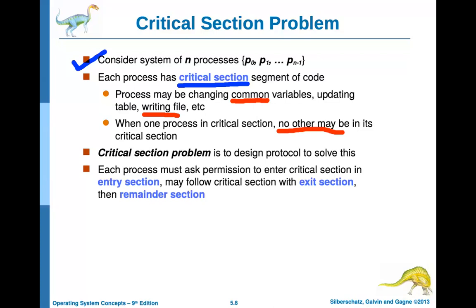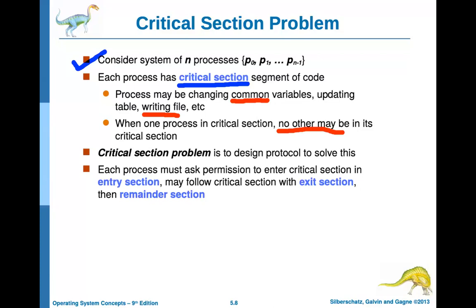Second thing is, whatever the solution you provide, it should not depend on the speed and the number of CPUs. Like one process is fast, running on a fast processor, and another process is running on a slow one, and the process running on the fast processor will get access to the critical section quickly. No, do not make assumptions about the speeds and even how many CPUs there are. That is the second property.